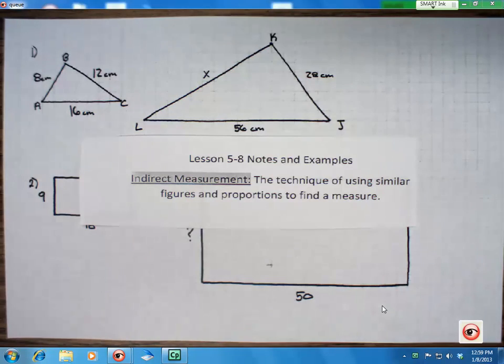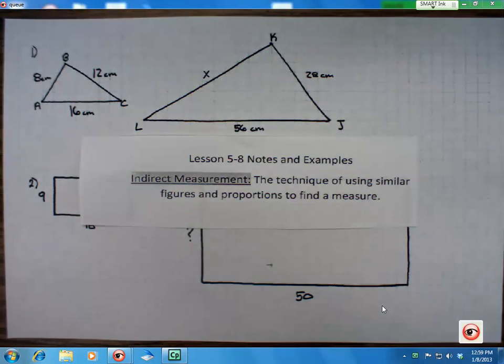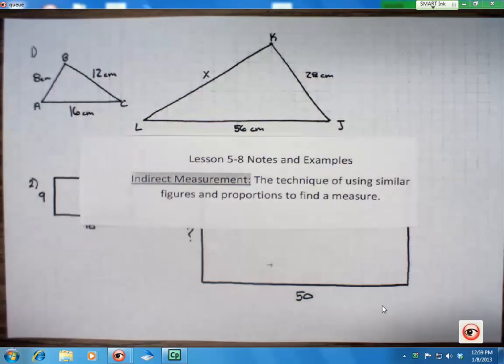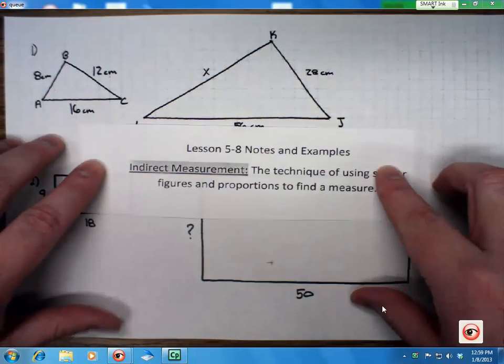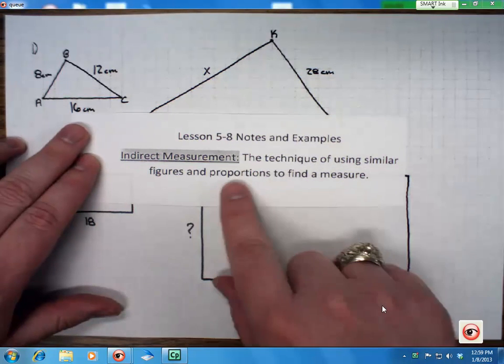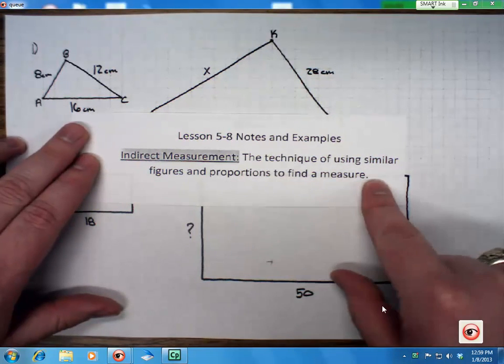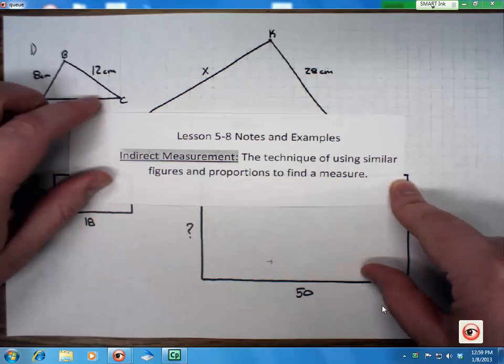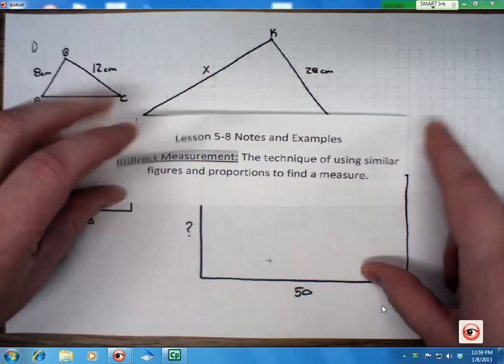We are going to be working on lesson 5-8, which is indirect measurement. We do have one vocabulary word today, which is indirect measurement, which the definition says is the technique of using similar figures and proportions to find a measure. And that's exactly what we're going to be doing today.